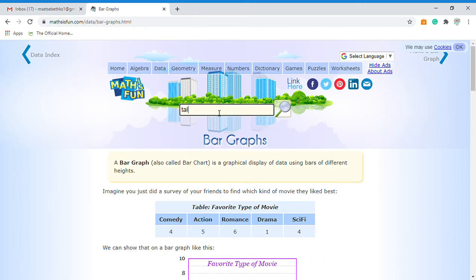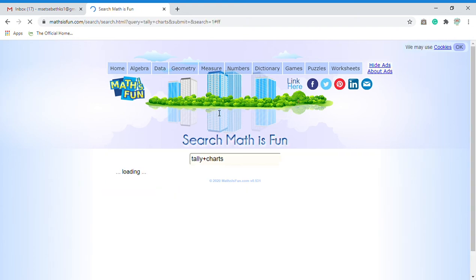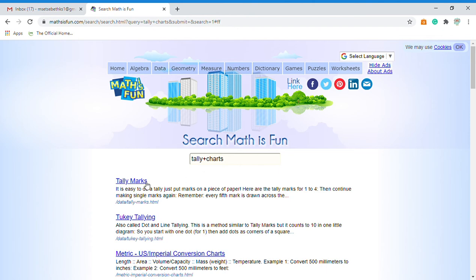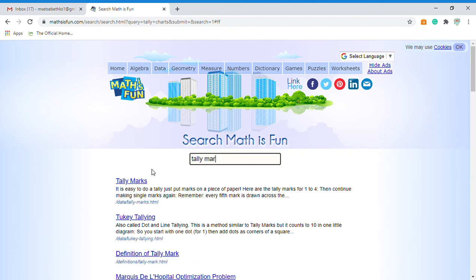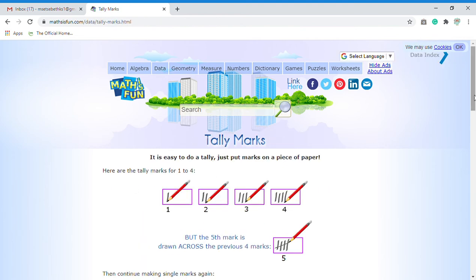The next thing I want to introduce to you is tally charts, tally marks. Let's do tally marks. Oh, okay, this is perfect.